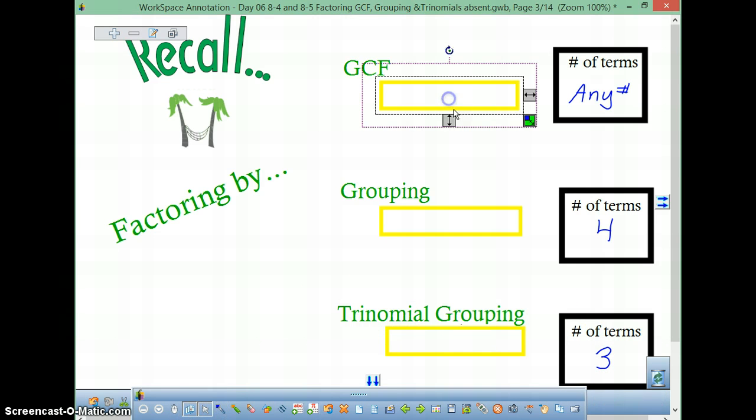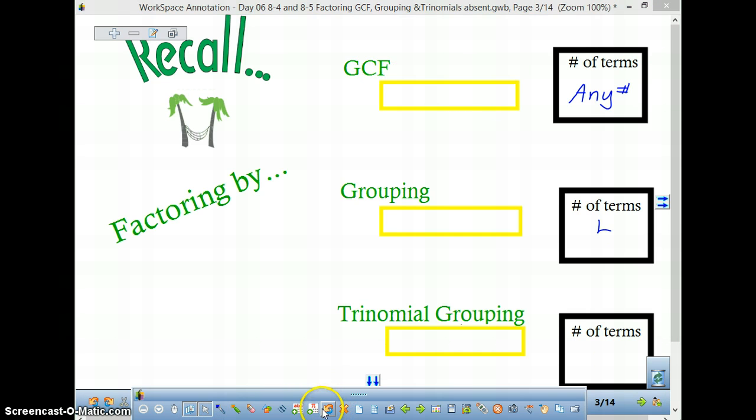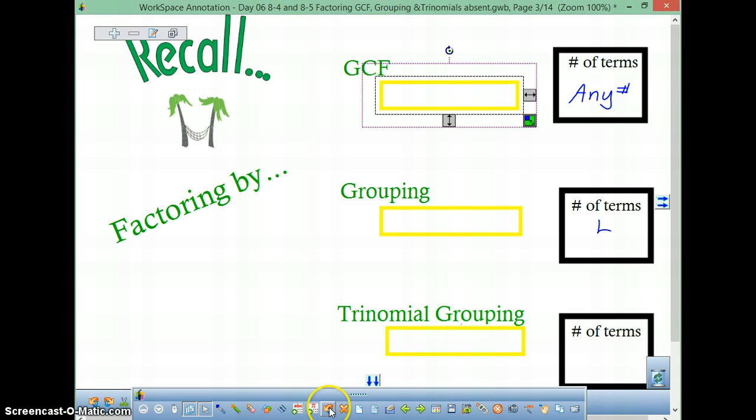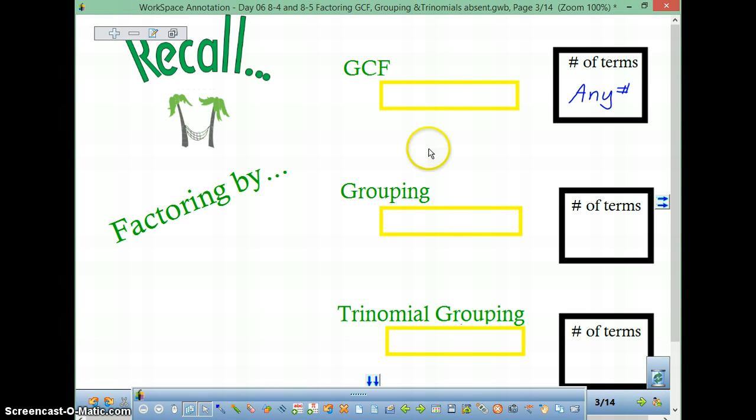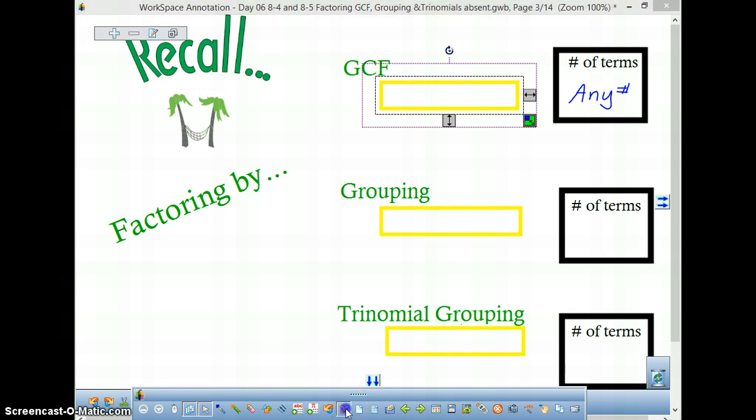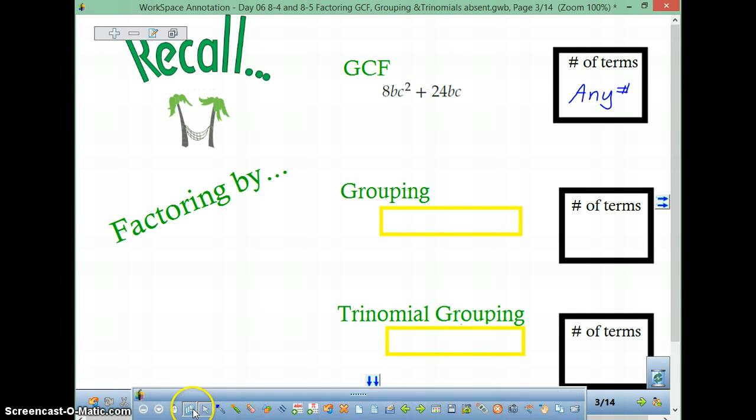So here's the review. One more time. There we go. Okay, here is a binomial. It only has 2 terms. We notice that it has a GCF. First, you look at the number part. In this case, 8 is the greatest common factor of both terms.